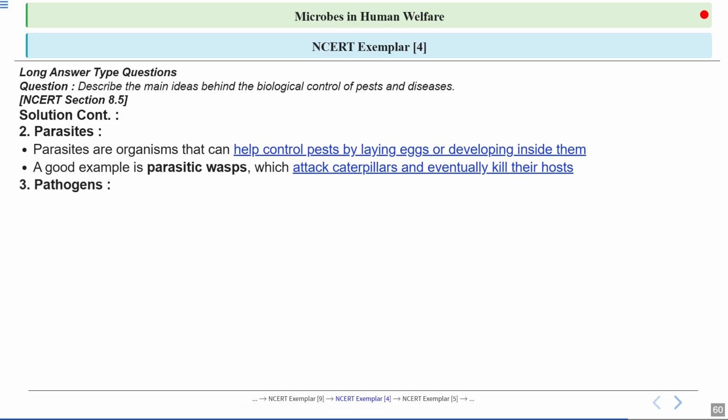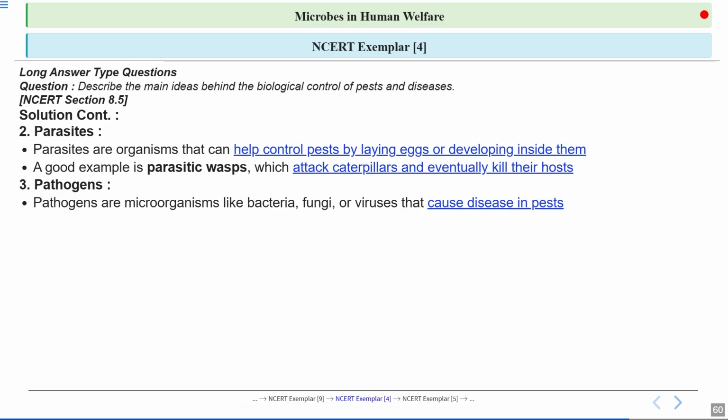Okay, next one is pathogens. Let's talk about pathogens, which are another important group in biological control. Pathogens are microorganisms that can cause diseases in the pest, helping to keep their numbers in check. They include bacteria, fungi, and viruses that can infect and kill pest insects.